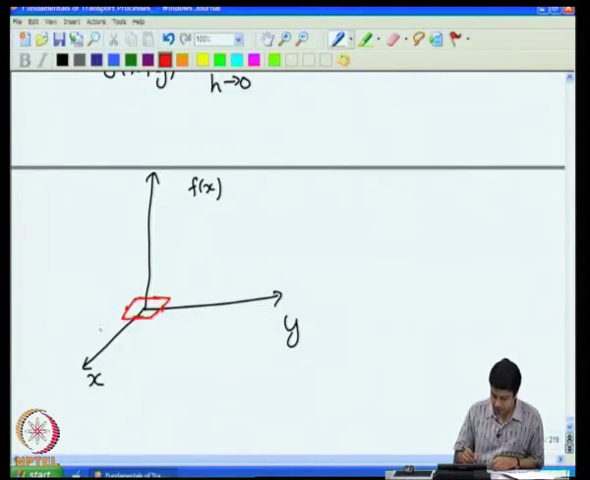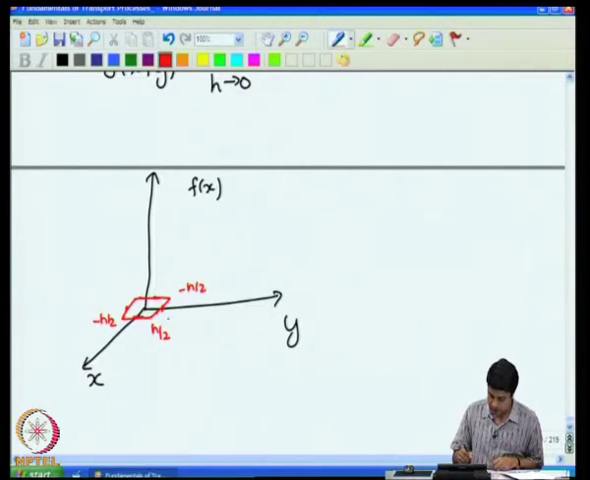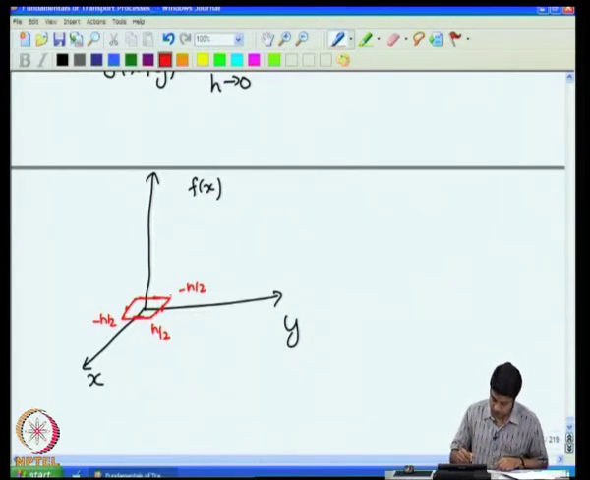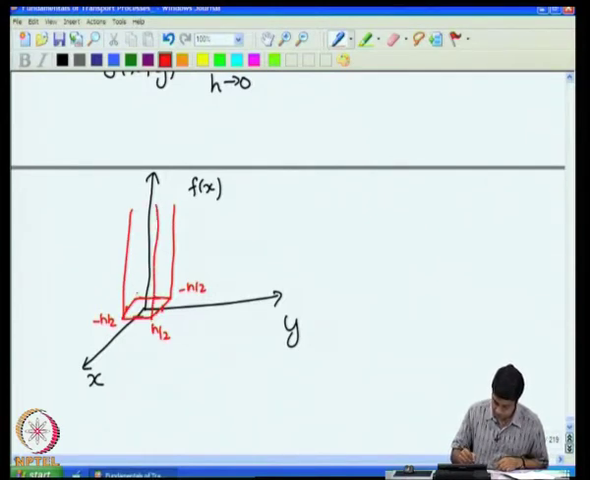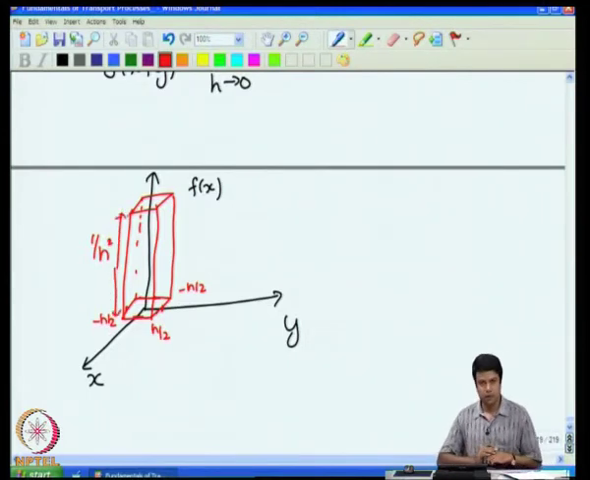only within this rectangle between minus h by 2 and h by 2, both in x and in y, this is minus h by 2 in x and h by 2 in x, as well as in y. It is only within this rectangle around the origin that this is non-zero. And within this rectangle, this function has a constant value, and that constant value is 1 over h square.